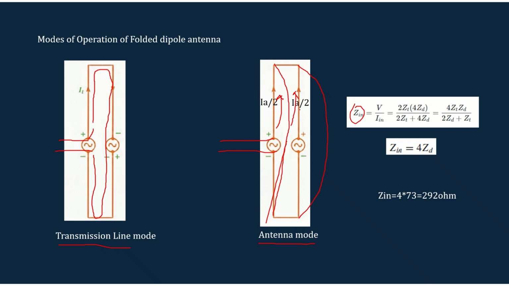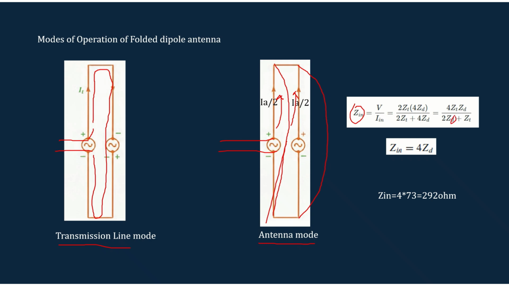In is due to the sum of both the currents IT and IA by 2. So based on that, we can calculate the total impedance as ZT into ZD by 2ZD plus ZT. ZT is the impedance due to the transmission line mode, and ZD is the impedance due to the antenna mode.